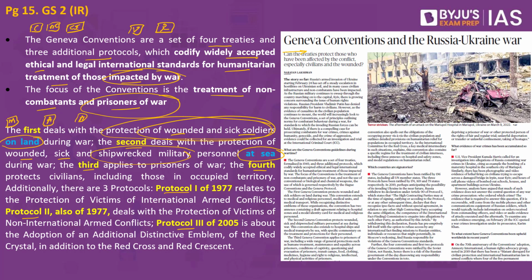Now what we have is the Convention 3. The Convention 3 basically speaks about the prisoners of war. Who are these prisoners of war? Let's say, for example, there are two parties who are fighting. One party which has surrendered to another party. So the soldiers who have surrendered during that armed conflict is what is called as the prisoners of war.